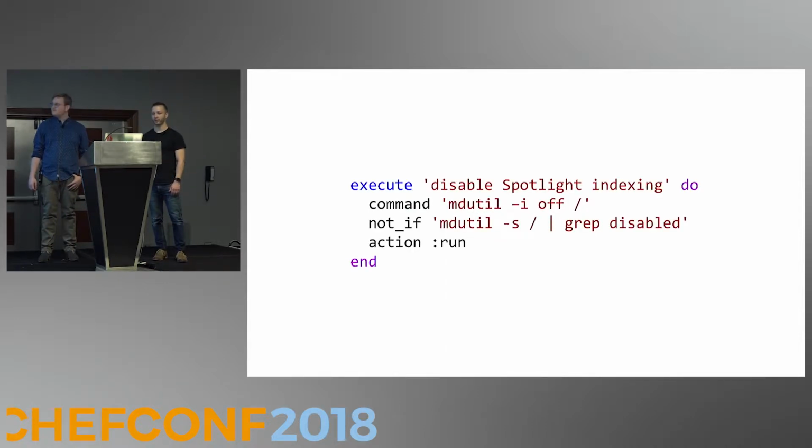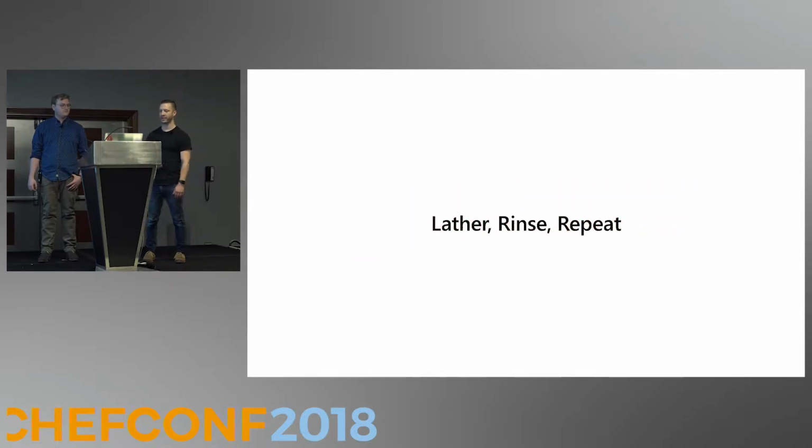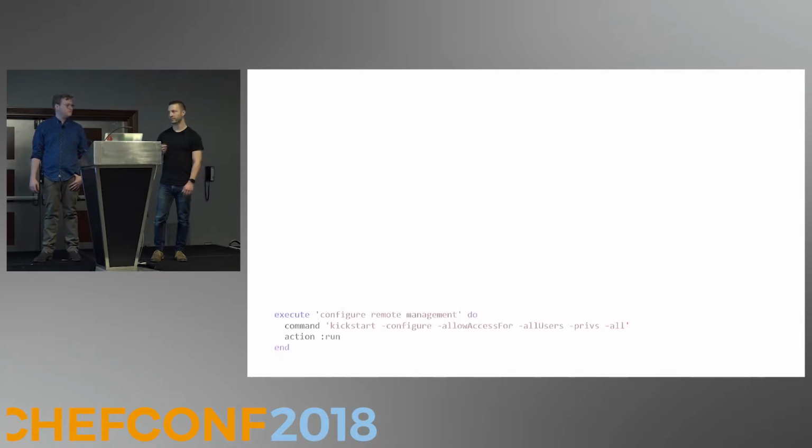This is an execute block. We wrap that command in the execute block, we disable Spotlight, which was formerly step 14, as you saw before, and now we can create an image. And we have lots of these images we need to create, so it's rinse and repeat.